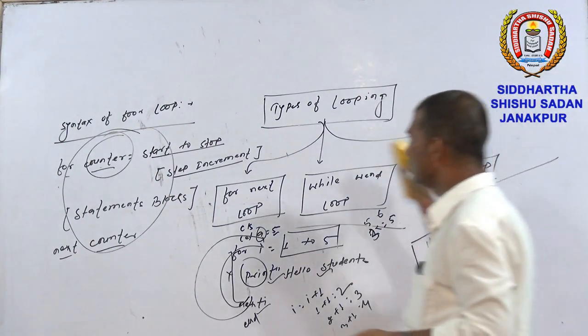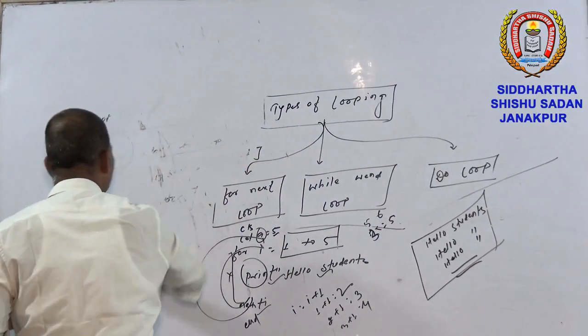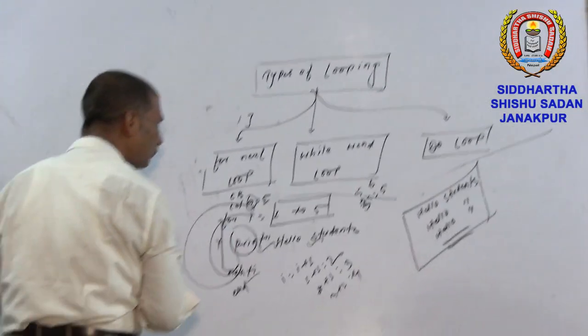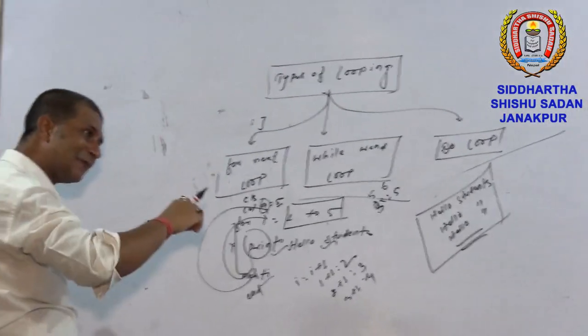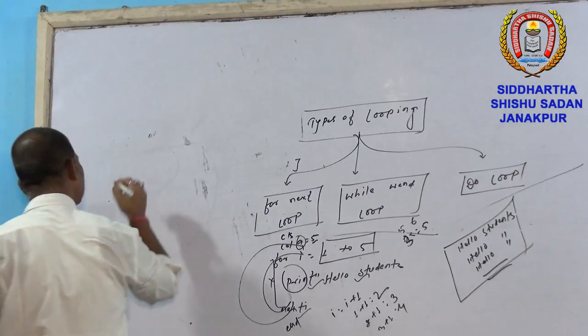Students, I am going to write the syntax of the while wend loop. I told you, for loop, while loop, do loop, all are the same, only the way of writing is different. Now let us see the syntax of the while wend loop.